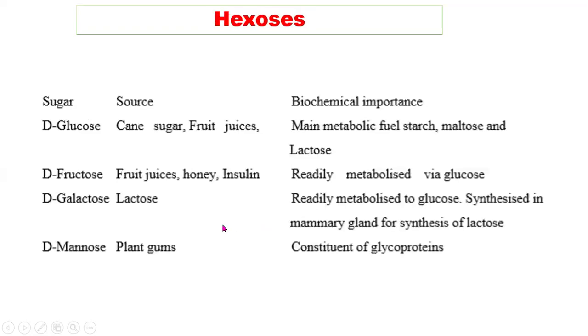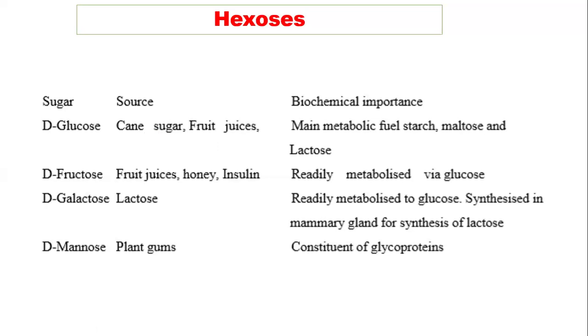So what are the hexoses? Hexoses are glucose, fructose, galactose, and mannose. Glucose is found in cane sugar and fruit juices. What is the physiological function? It maintains metabolic fuel, and there is also maltose and lactose that are derived from the metabolic activities that result from the breaking down of starchy foods, that is to say they are from dietary sources, right?